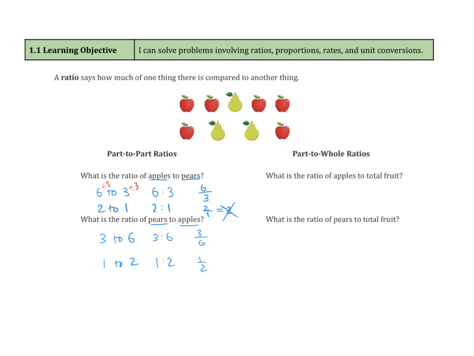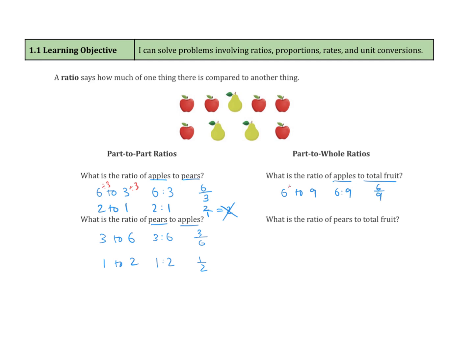Now part to whole ratios. This time we're going to compare one type of fruit to the total number of pieces of fruit in the set. So the ratio of apples to total fruit, there are 6 apples and 9 pieces of fruit in all. So 6 to 9 would compare the part that's the apples to the whole, which is the total number of pieces of fruit. And again, all 3 forms are allowed, and we can reduce that.